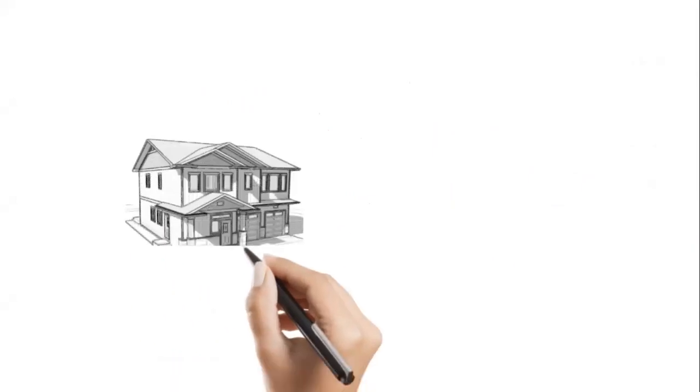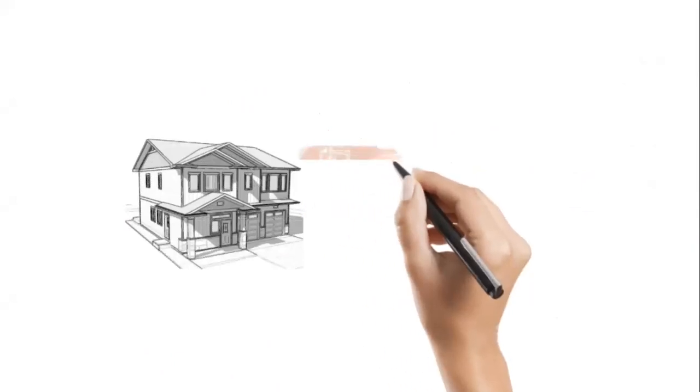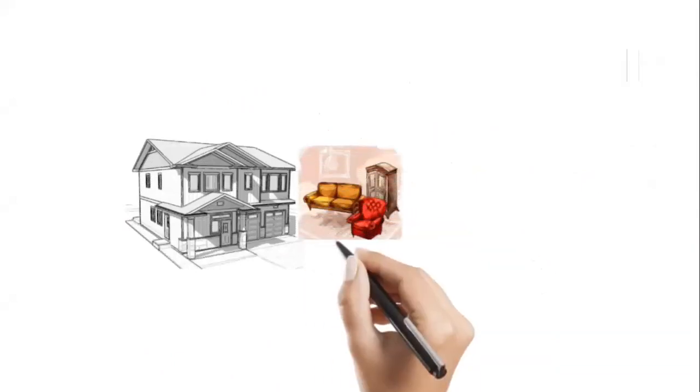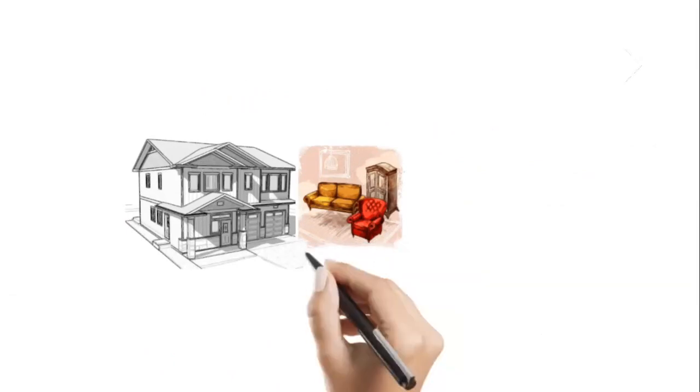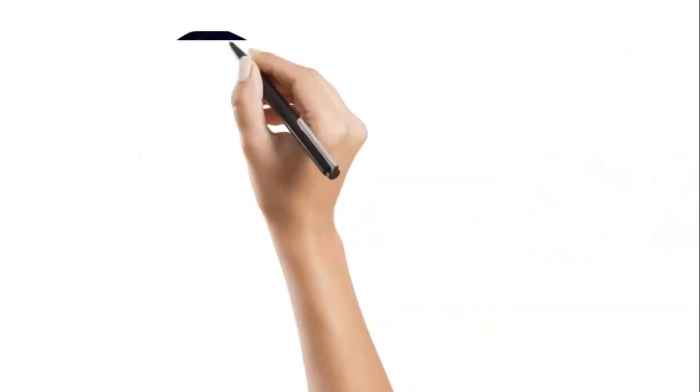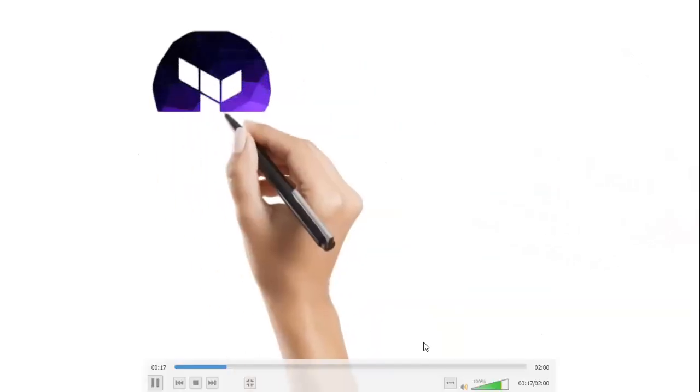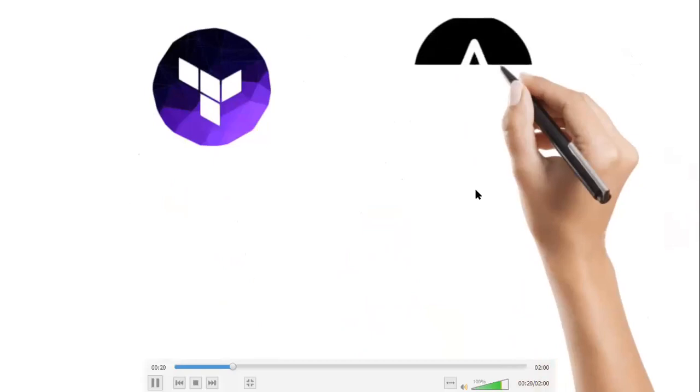You can have a house which you can build and you need furniture for that. Now the thing is, both the vendors, the one who is building the house and the other who is building the furniture, have the capability to do both things. But we choose the vendor who has the best hands-on experience in providing the stuff. So the same story goes with Terraform and Ansible as well. Both are masters in their field.